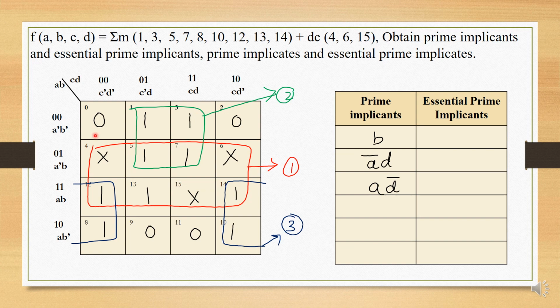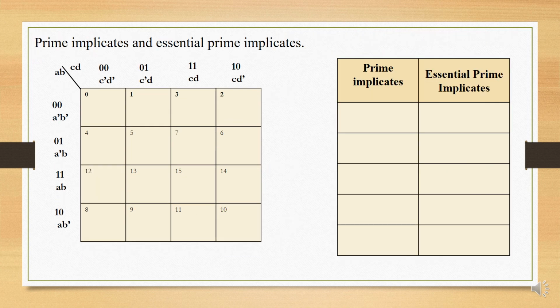Now if we look into every grouping, group number 1, group number 2 and group number 3, we have logic 1 cells in every group which are covered by only one group. Therefore, all these prime implicants are considered essential prime implicants. So we have all the 3 as essential prime implicants. Now let us find out the prime implicates and essential prime implicates for the same Boolean function.